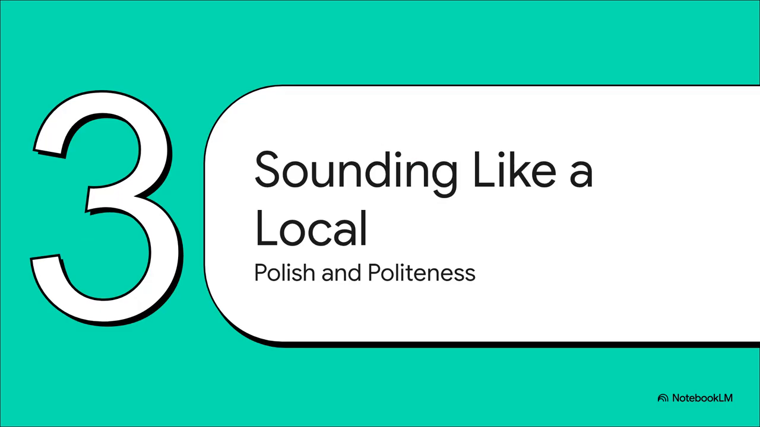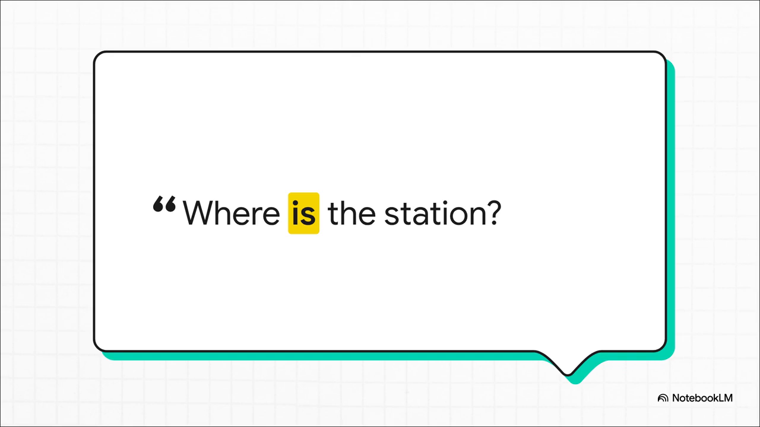All right, we have got the grammar locked in. Now let's add that final layer of polish. This next part is all about sounding not just grammatically correct, but also polite and, well, like you actually live here. Now, this question is 100% correct. "Where is the station?" Nothing wrong with it grammatically. But if you walk up to a total stranger in the US and just say that, it can sound a little blunt, a little too direct. We can easily soften that.